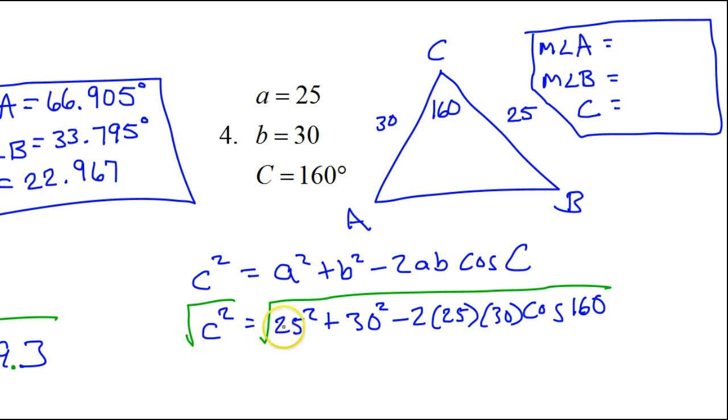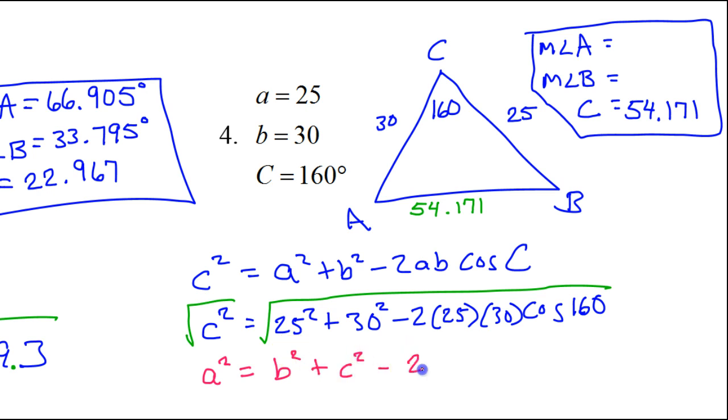So go ahead and put this entire expression in your calculator all at once. So here I'm getting 54.171. Now let's go ahead and find the measure of angle A. Since I want to find the measure of angle A, I'm going to start off with the version of the law of cosines that begins a squared. So a squared is equal to b squared plus c squared minus 2bc cosine of angle A.